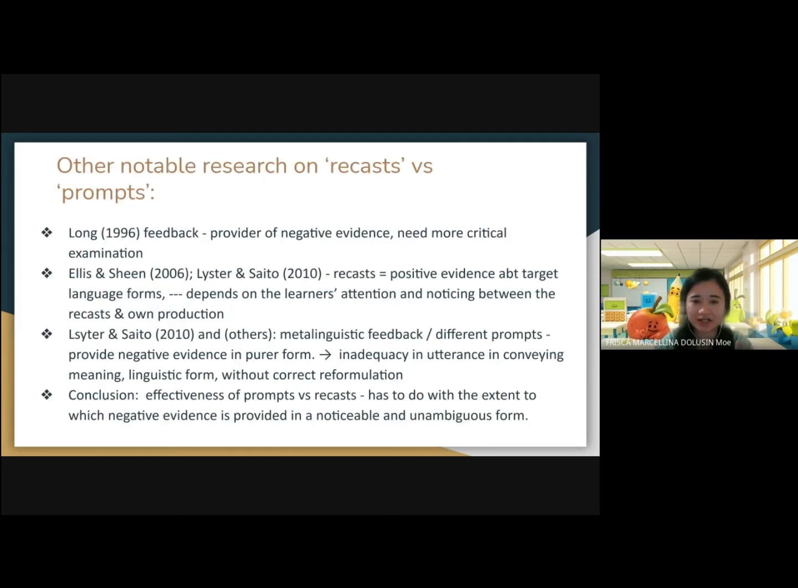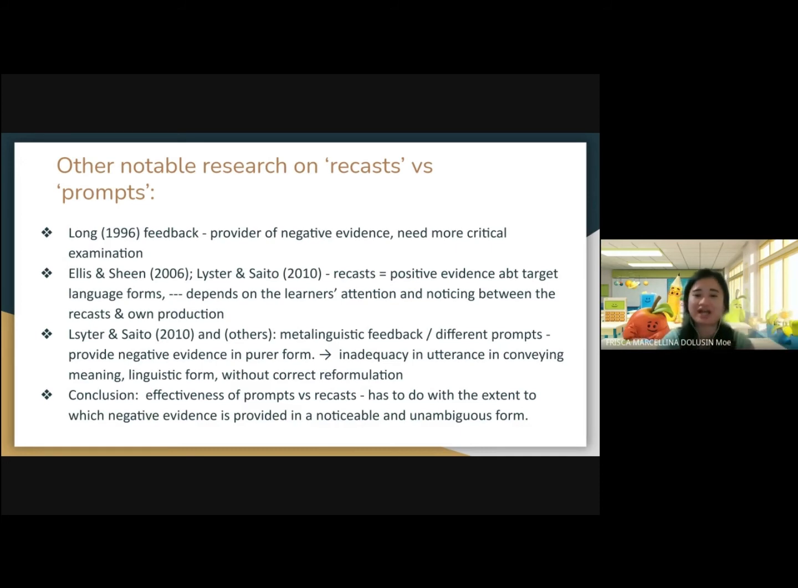Okay, other notable research on recast versus prompt, because these are the two types of feedback that are used more often in the classroom. According to Long, 1996, feedback is a provider of negative evidence and it needs more critical examination. Negative evidence means there is something wrong with what you have produced with the language.